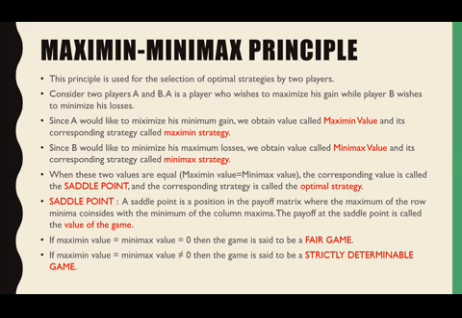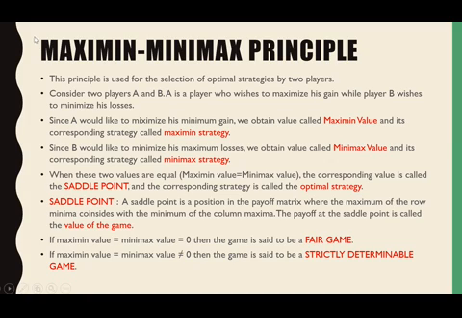When I look at it from my opponent's point of view, since B would like to minimize his maximum losses, see, I am trying to maximize my gain. So for you, it is the maximum losses that you are seeing. And what are you wishing to do? You are trying to minimize that maximum loss. Okay? Since B would like to minimize his maximum losses, we obtain a value called the minimax value, and its corresponding strategy is called the minimax strategy.